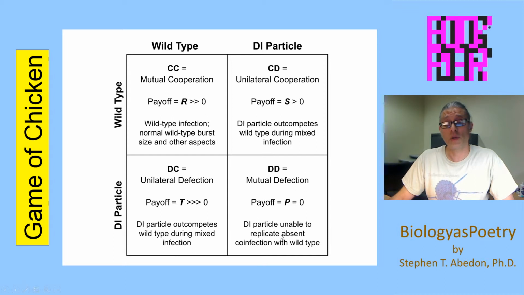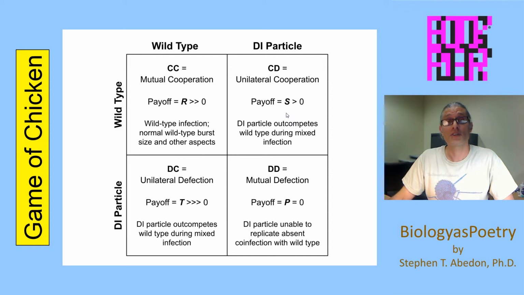The fourth situation is mutual defection, where you have nothing but DI particles infecting an individual cell. The DI particles are defective. They're unable to successfully infect cells on their own, and as a consequence, the DI particle is not able to survive given infection of a cell on its own. So its payoff is lower than the payoff associated with the wild-type virus, while the wild-type virus is being parasitized by the DI particle. DI particles, however, can evolve.